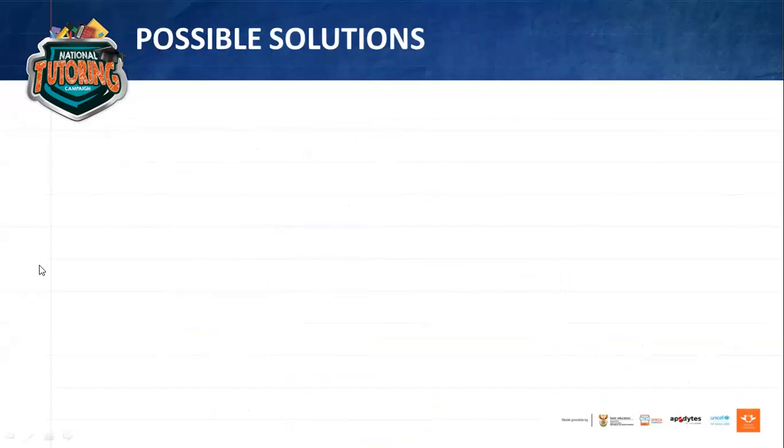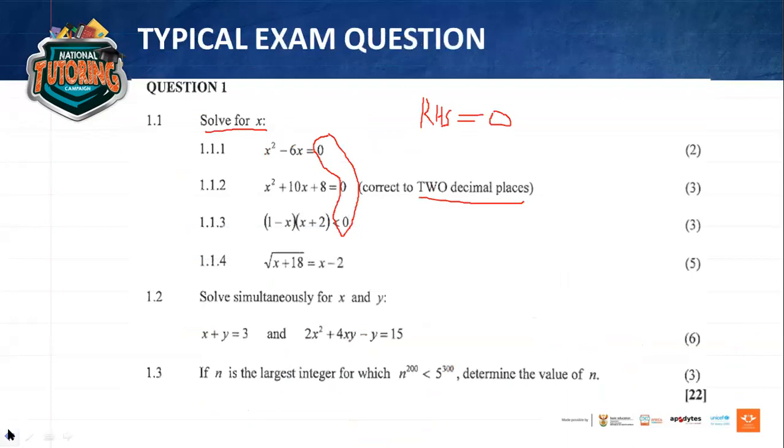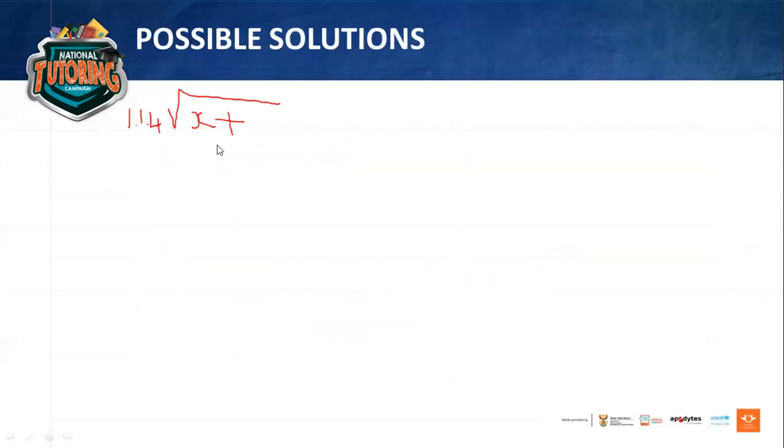I think I can even write it on a clean page because it's 5 marks, so there's going to be a lot to be done. So it says the square root of x plus 18.